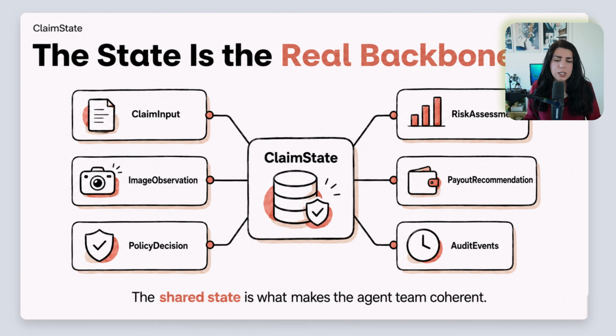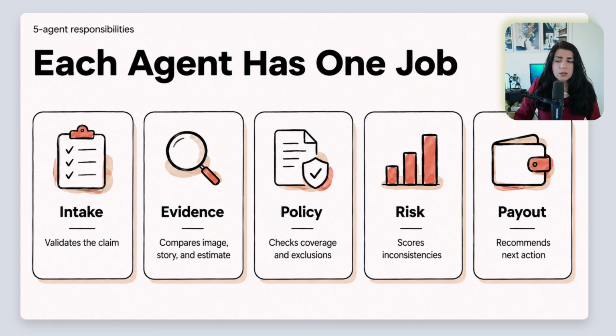So what's actually important is that the state is the real backbone. So we have to put everything into that claim state. So claim input, image observation, policy, that give us our risk assessment, payout recommendation, and audit evals. For an insurance case, we want a payout recommendation, also with all of the confidence that we have. And we also want to evaluate what we are doing. Are we good? So now we're building our agents.